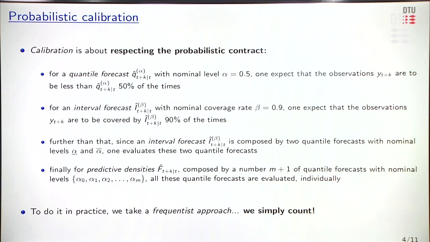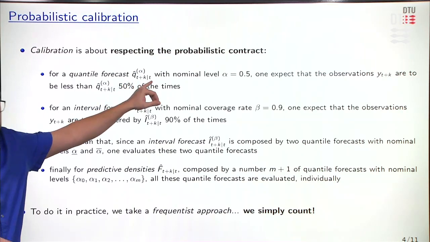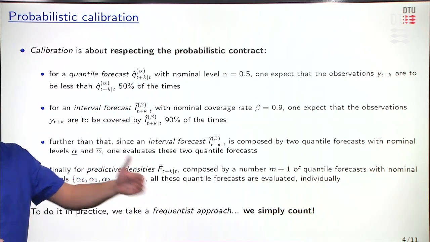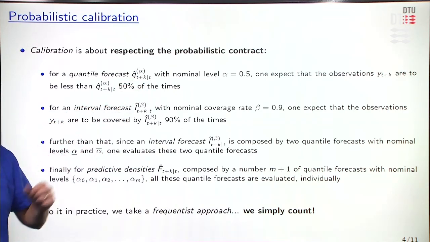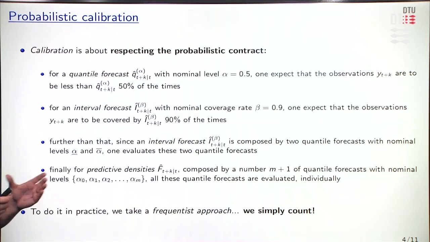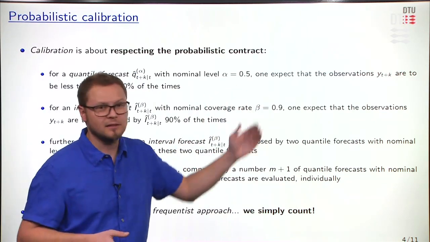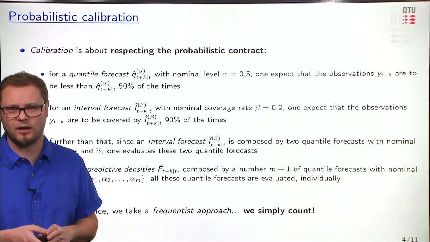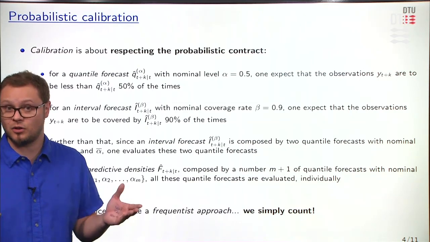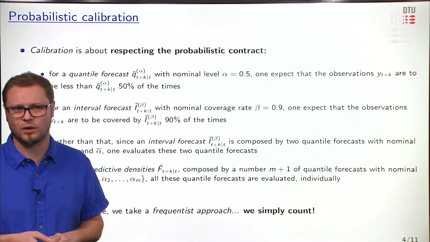First of all, probabilistic calibration or reliability is about respecting the probabilistic contract. For a quantile forecast, which we denote Q hat t+k|t, so it's for time t+k but issued at time t, there is a nominal level alpha here, and let's say this nominal level is 0.5, so we consider the median. If we do so, then that means we expect that the observations y t+k are to be less than this quantile forecast 50% of the time. That's the contract. That's the definition of the quantile forecast.